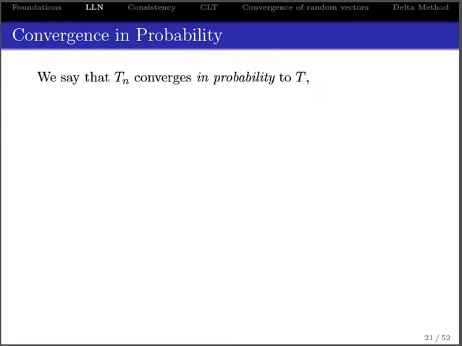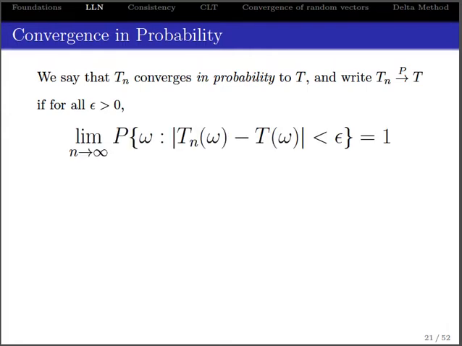And we'll say that Tn converges to a random variable t in probability, and write Tn going in probability to t if for all epsilon bigger than 0, the limit as n approaches infinity of the probability of the set of omega such that the distance between Tn and t is less than epsilon, is equal to 1.